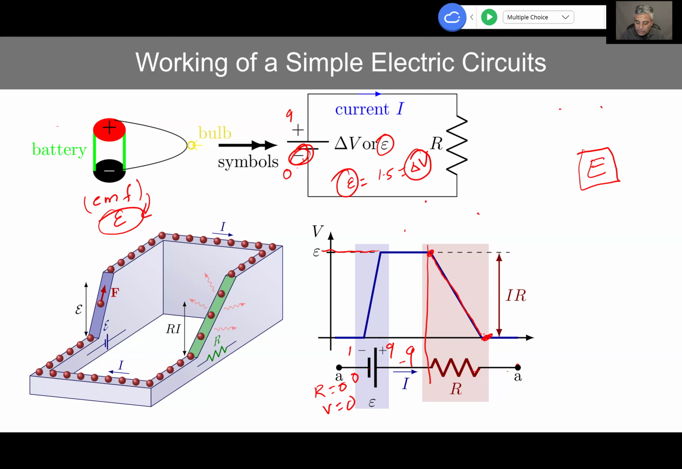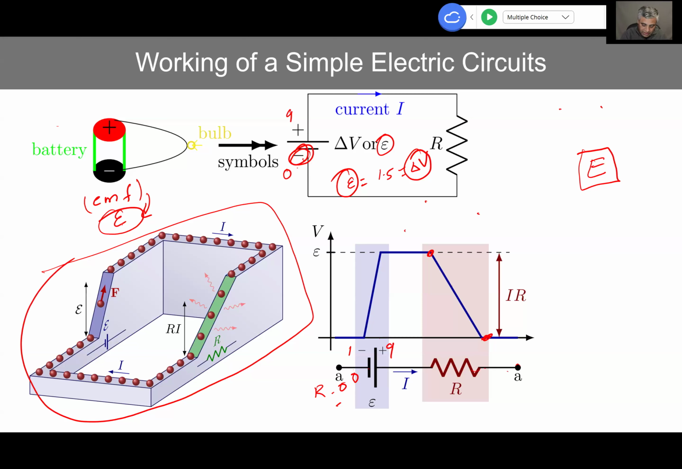And then once it goes to the resistance, what happens? It linearly decreases and becomes 0 again, okay? So potential, we say, okay, potential drops on the resistor. See, here is coming down. So another way to look at it is this nice picture I found.